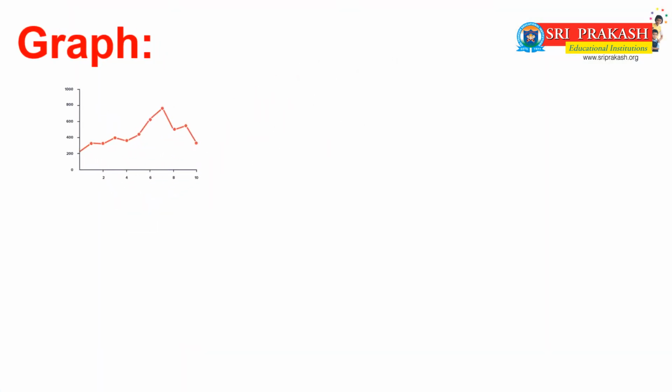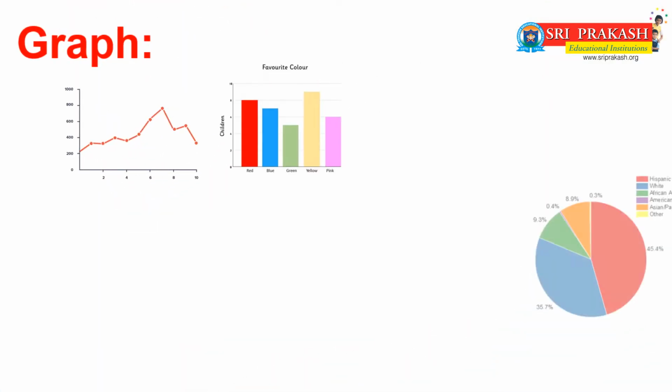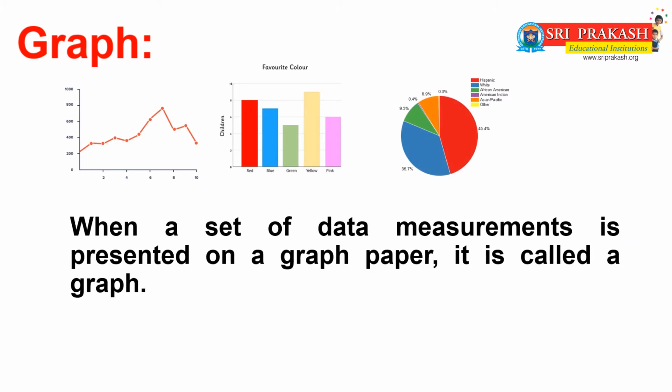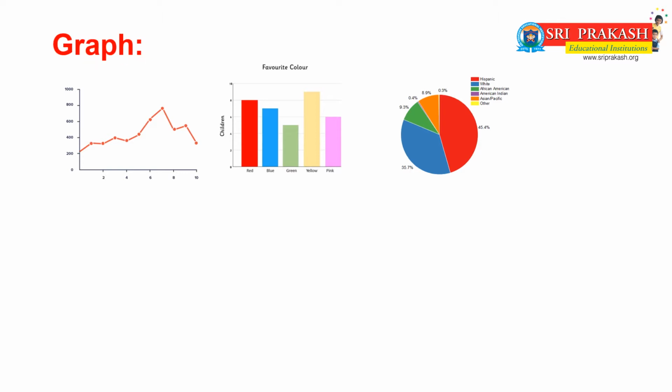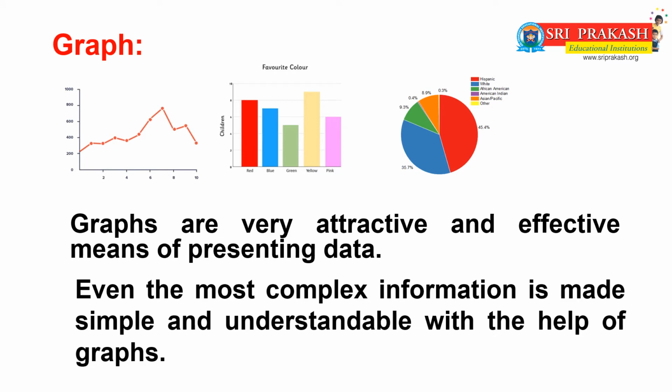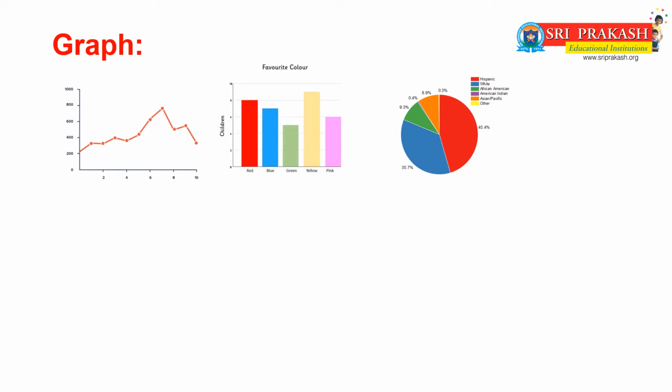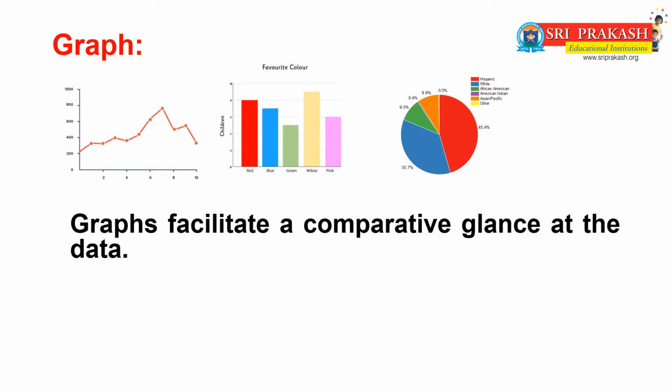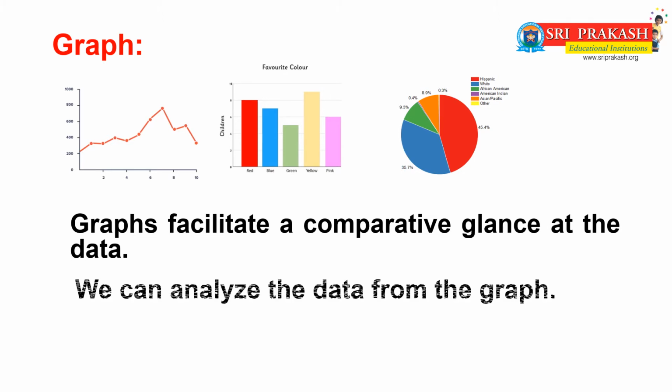Graph. You are familiar with the line graph, bar graph, and the pie chart. When a set of data measurements is presented on a graph paper, it is called a graph. Graphs are very attractive and effective means of presenting data. Even the most complex information is made simple and understandable with the help of graphs. Graphs facilitate a comparative glance at the data. We can analyze the data from the graph.